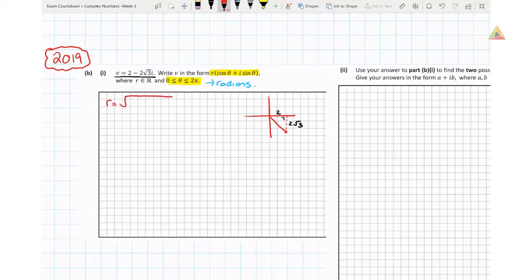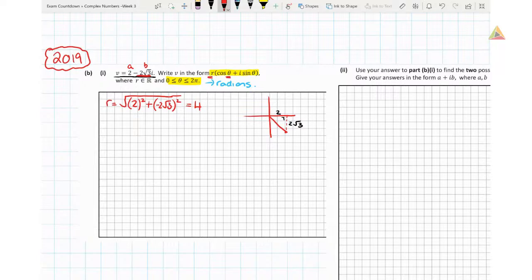So that's going to be the square root of my A, which is 2 squared, plus my B, which is minus 2 root 3, the imaginary part. So be careful putting that into the calculator. Make sure everything is in brackets, and your modulus should work out to be, again, 4. Okay, so that's my modulus.